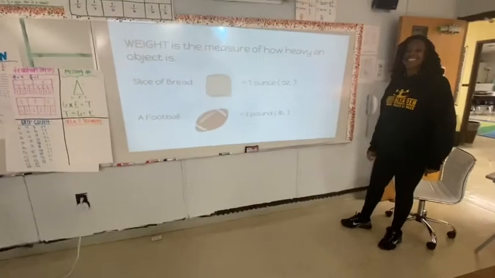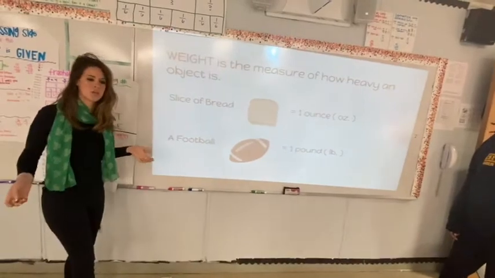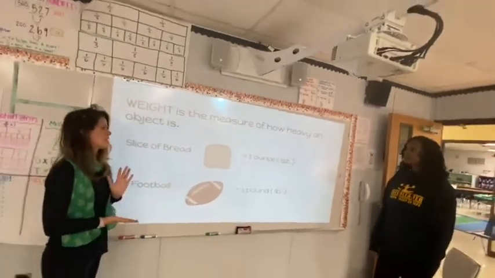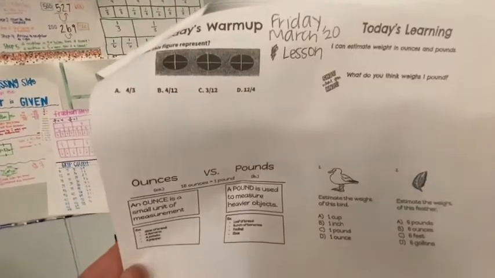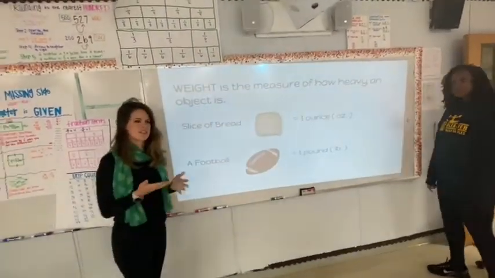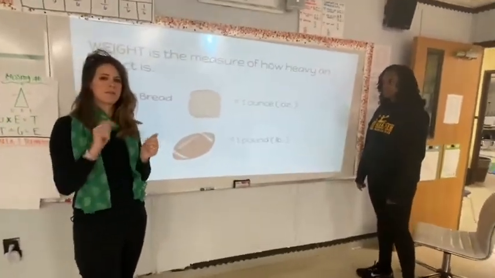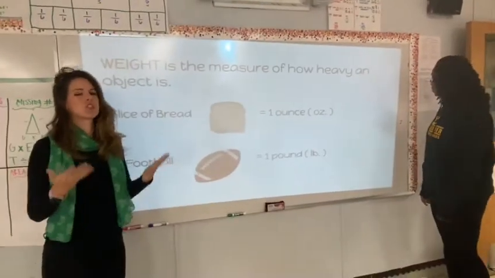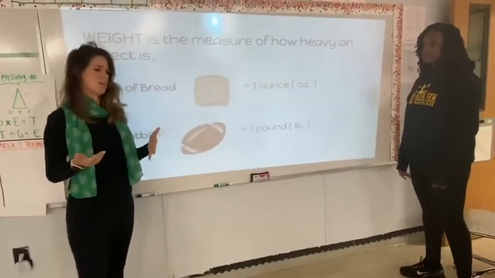All right. So like we just said, weight is the measure of how heavy an object is. And remember, you have your packets at home that you're following along with. Weight is the measure of how heavy an object is. So a slice of bread, guys, is 1 ounce. Do you think a slice of bread, if I went and got 1 piece of bread out of my bread bag at home, not the whole bag, is going to be really heavy? I don't think so. I don't think I'm going to struggle to carry it, all right? So 1 ounce is very small. It's not heavy at all.